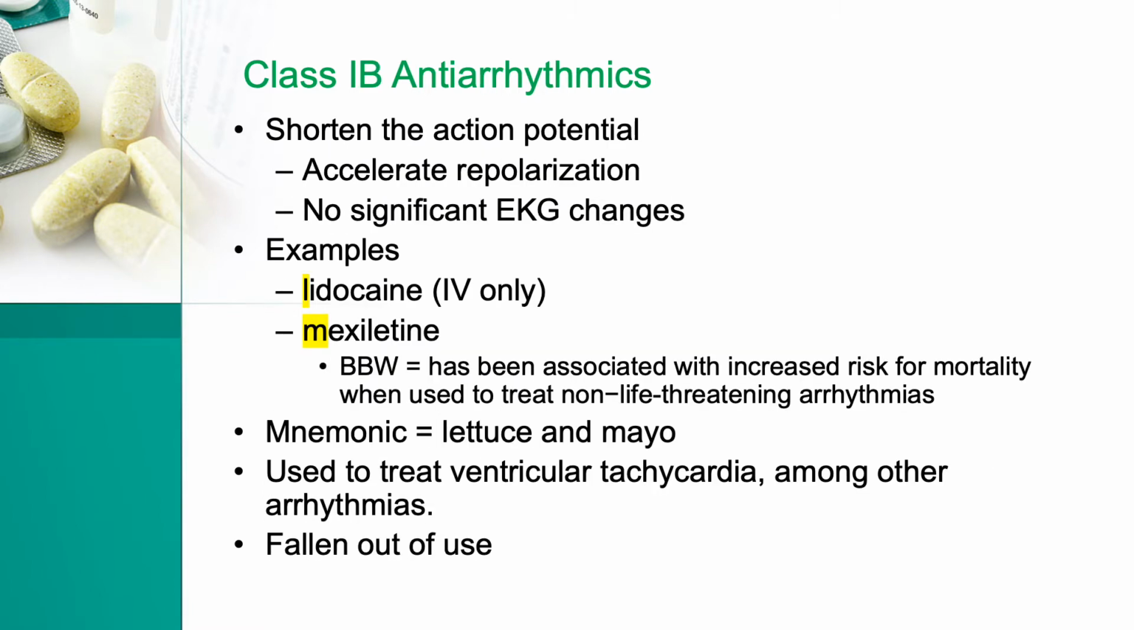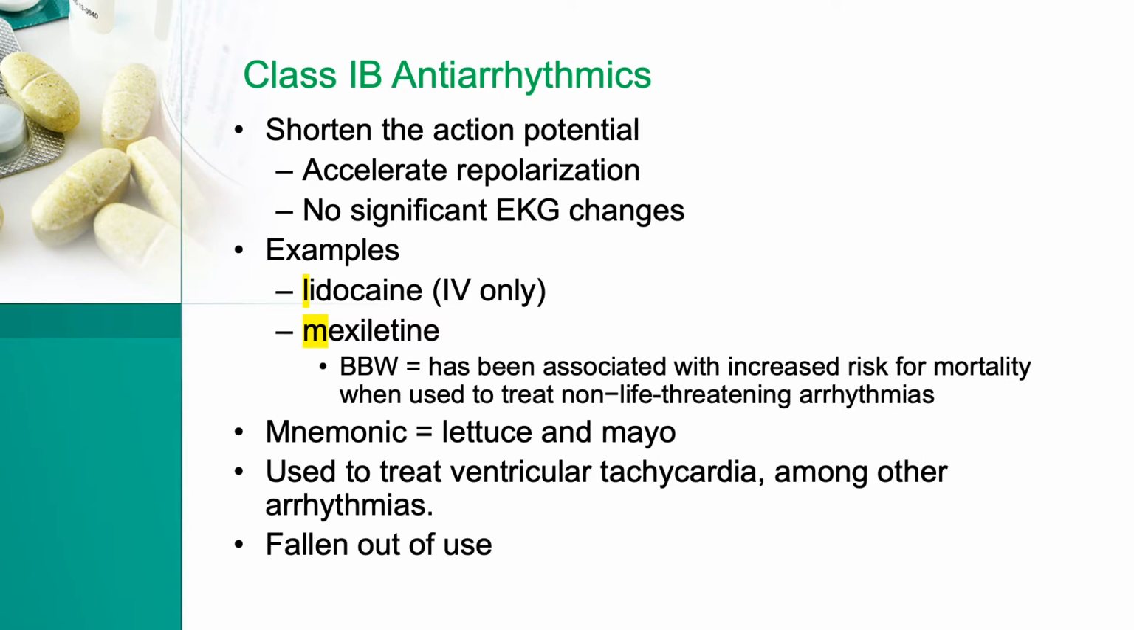Class 1B agents accelerate repolarization and have little or no effect on the EKG. Examples include lidocaine and mexiletine. Many of the antiarrhythmics have black box warnings, and some have several. Mexiletine has a black box warning indicating that it has been associated with increased risk for mortality when used to treat non-life-threatening arrhythmias. Thus, we don't see this drug much in primary care.